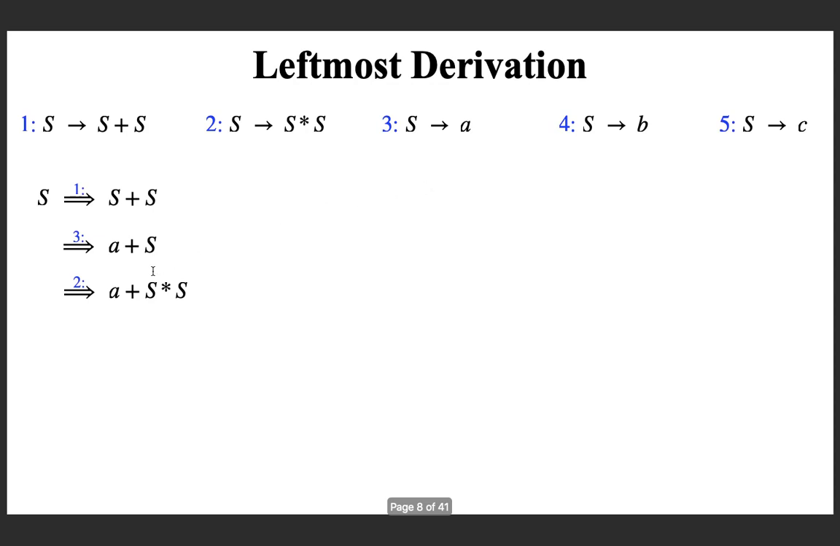Then suppose the only variable S is replaced by applying production number 2, which is S star S. That is what you do. Then next you are applying production number 4 on this S. What is 4? S is replaced with small b. And finally we are applying production number 5 on the last S, which replaces capital S with a small c, and thus we derived a terminal string which is a plus b star c.